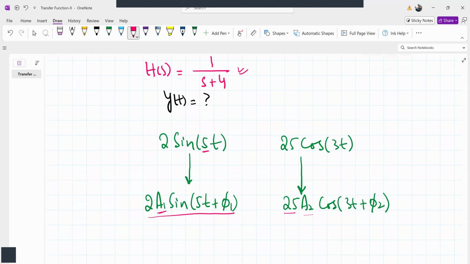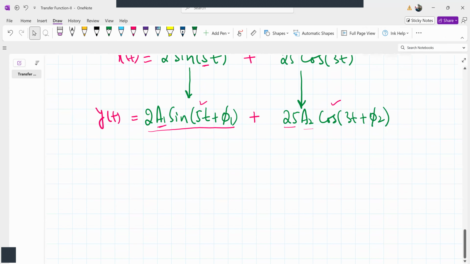Now, if we apply both the inputs simultaneously, what is the answer from the linear principle or superposition principle? Output will be simply the sum of the individual responses. That's the literal answer from the superposition principle. If we have multiple sources connected to a network, you can find the output like this. First, find the individual responses, then sum the individual responses. So first let's find A1, phi 1, and A2 and phi 2.